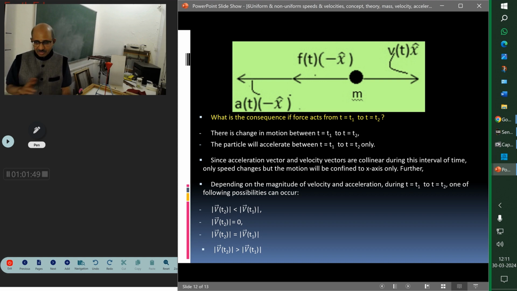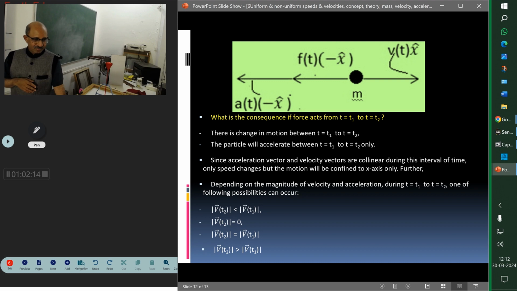What is the second possibility? Modulus Vt2 is 0. The speed of the object at time t2 becomes 0 because you are applying force. The speed went on decreasing, and ultimately it becomes 0 at time t2. This is another possibility. Third possibility, Vt2 is equal to Vt1. When is this possible?